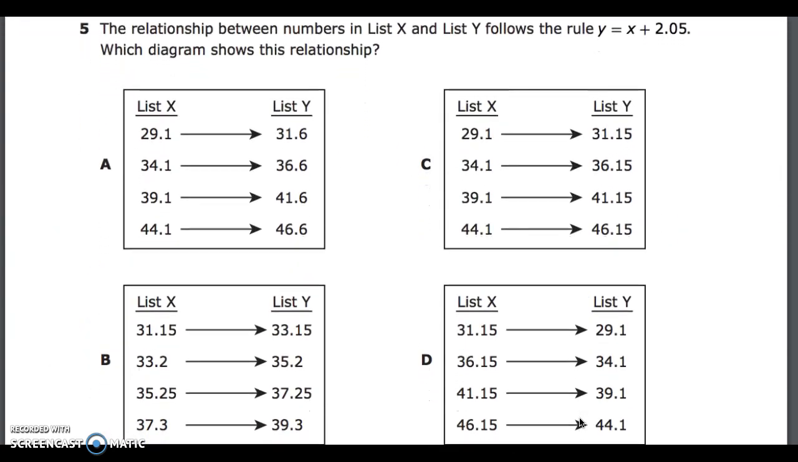Number 5. The relationship between numbers in list X and list Y follows the rule y equals x plus 2.05. Which diagram shows this relationship? List X, list Y.